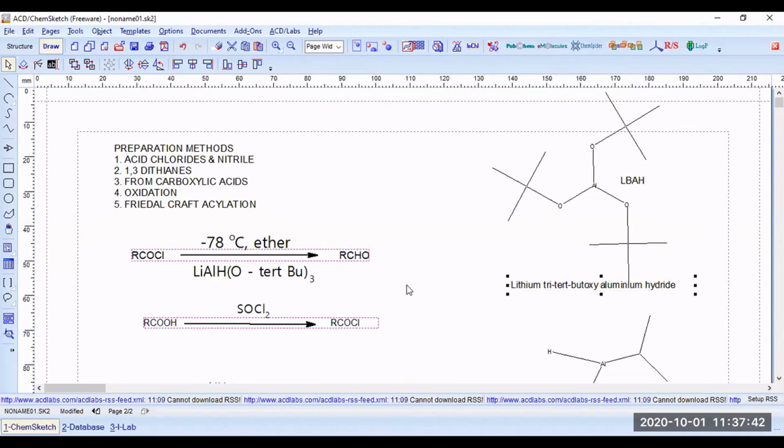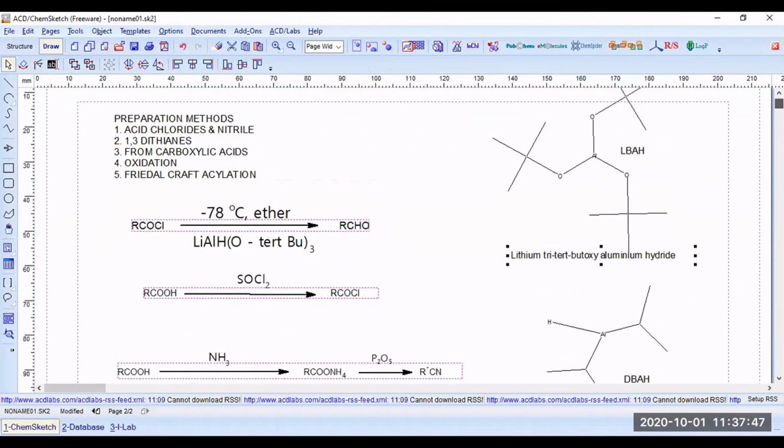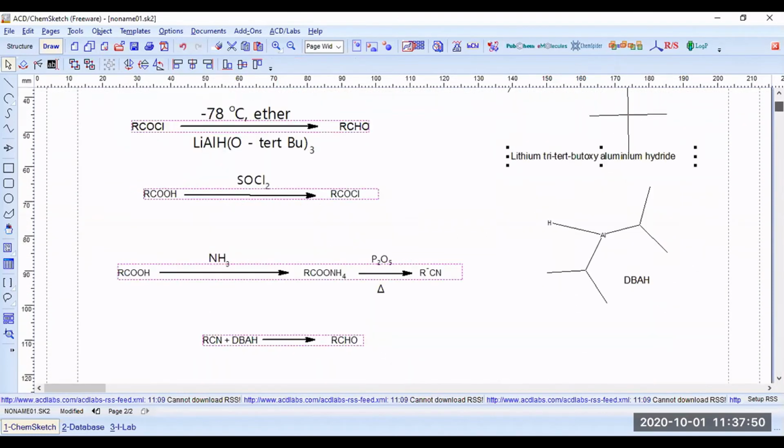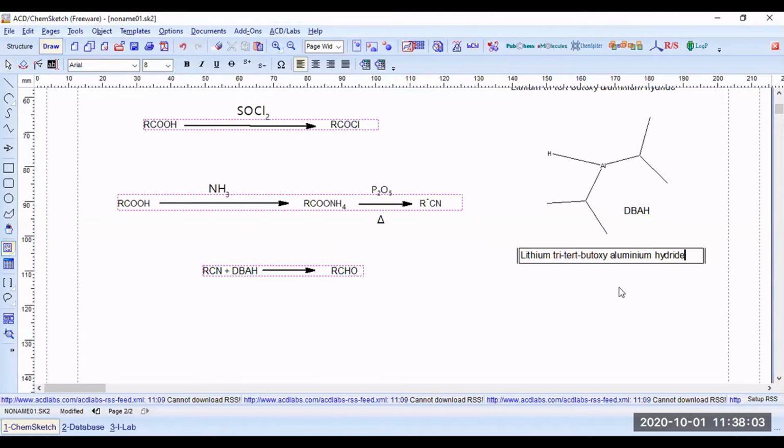This is the reagent for acid halides, that is RCOCl to RCHO conversion. We should also explain the structure of this LBAH and DIBAH. That is very important. And you write the DIBAH abbreviation also, that is also important. The reason is simply, if you are writing DBH, nobody knows what it is. Diisobutyl aluminum hydride. This is the DIBAH structure.